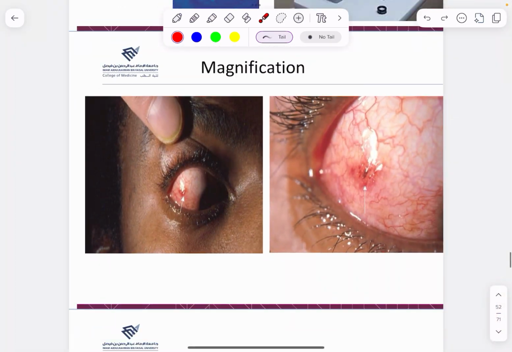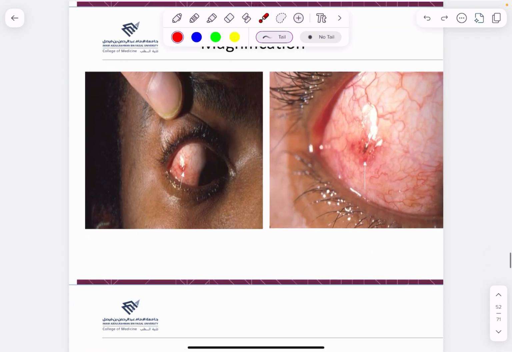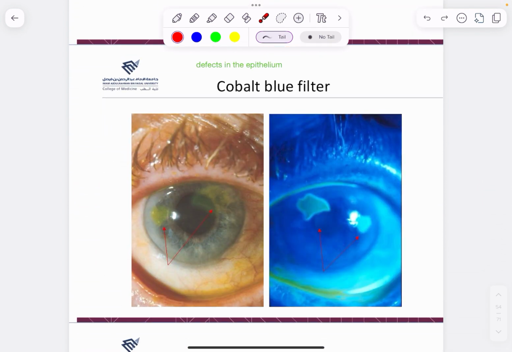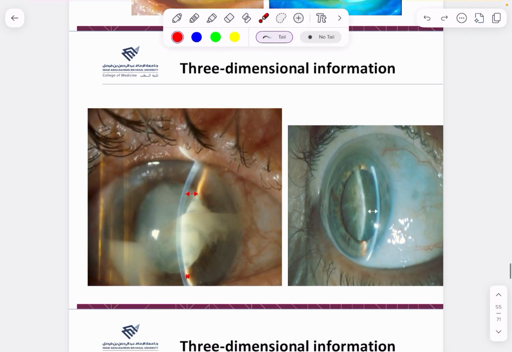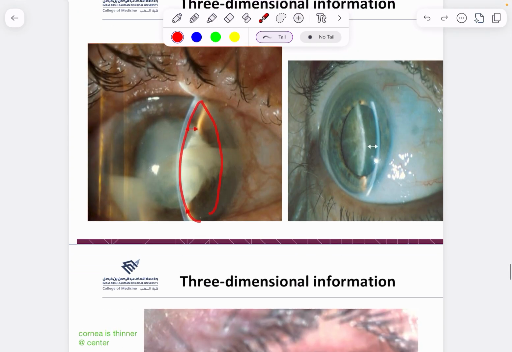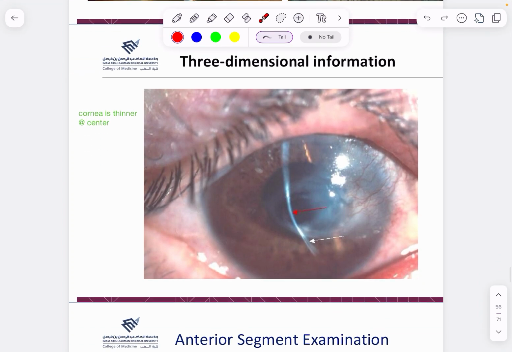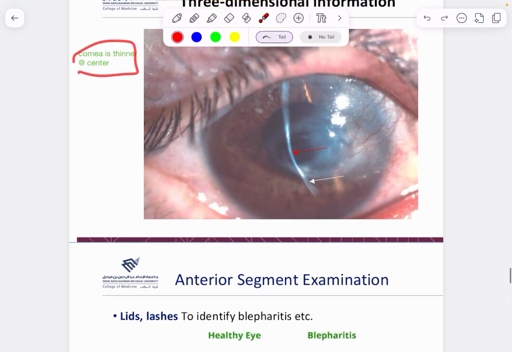Okay, this is magnification. It's saying that you can use the magnification of the slit lamp to visualize pretty well. This is also a repetition of what I said above. This is the three-dimensional information, meaning you don't just see it from the front. You're able to see the depth of the chambers. And this also helps us with glaucoma. Also here the doctor mentioned that the cornea is thinner at the center.